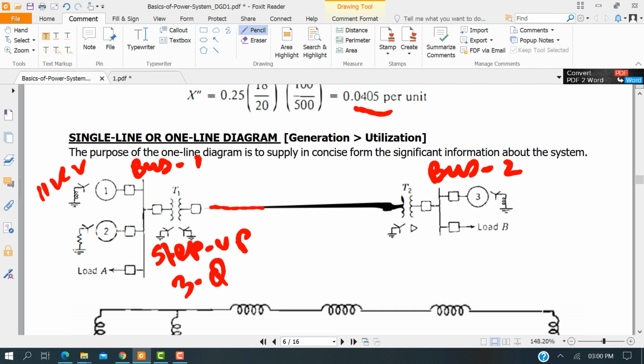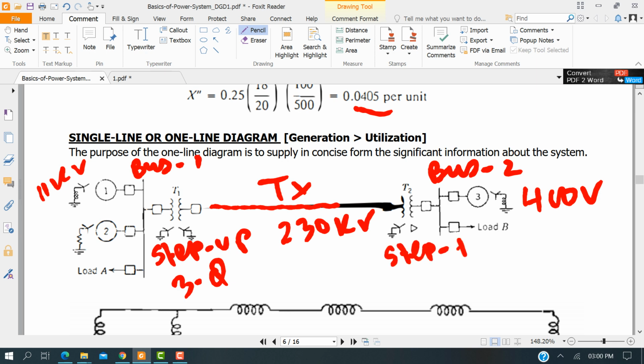And here is the transmission line, and here is another transformer for stepping down for the purpose of using the load, because for example, if it is 230 kilovolt, we are not using this voltage. For single phase use, the line voltage is 400 volt, or 230 phase volt, whatever. So here is the step down transformer, and here there is another load connected, and there is another generator also connected just as an example.